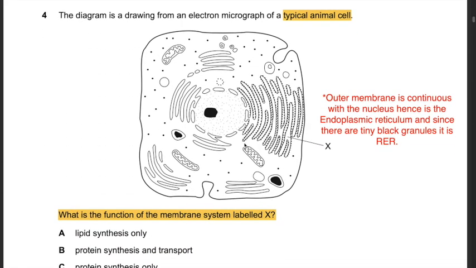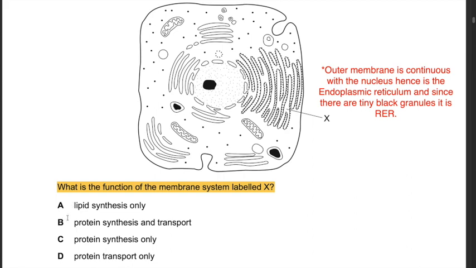Question 4. The diagram is a drawing from an electron micrograph of a typical animal cell. What is the function of the membrane system labeled X? As you can see in X, the outer membrane is continuous with the nucleus. Therefore, it should be the endoplasmic reticulum. And how do you know which endoplasmic reticulum it is? Well, since there are tiny black granules, you can identify it as the rough endoplasmic reticulum. And what does the rough endoplasmic reticulum do? Well, the rough endoplasmic reticulum is involved in protein synthesis due to ribosomes being present, as well as transport. Hence, the answer is B, protein synthesis and transport.